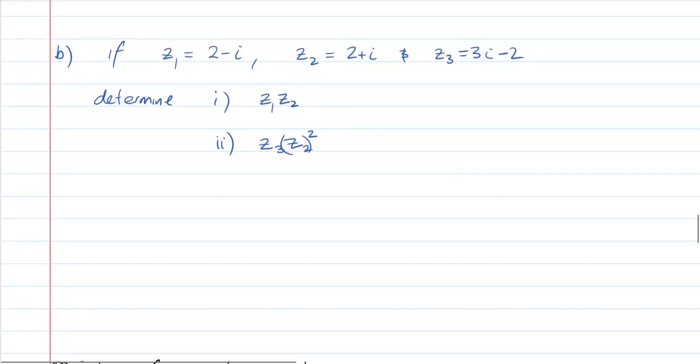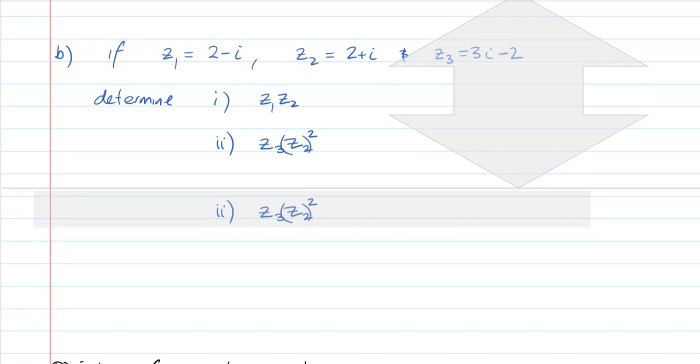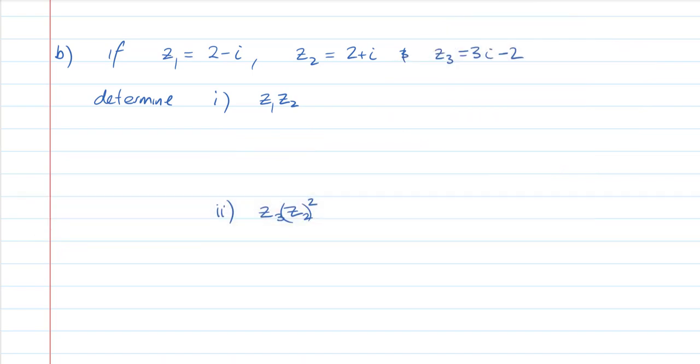Question B here: Z1 equals that, Z2 equals that, Z3 equals this. It's just going to remind us of a couple of rules. So I'll just stick a bit of space in here so we can separate them. Z1 times Z2 is equal to 2 minus i times 2 plus i. And hopefully you remember the old (a plus b) times (a minus b) is equal to a squared minus b squared. That's the difference of two squares rule.